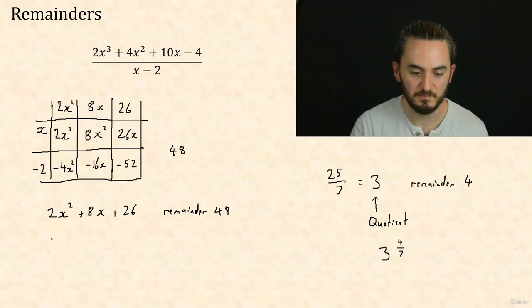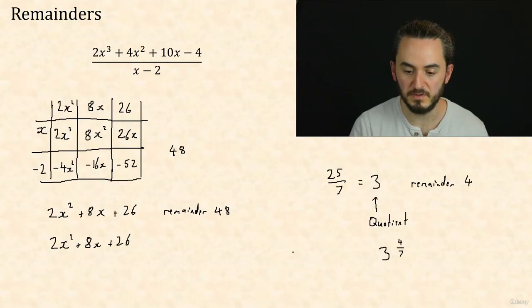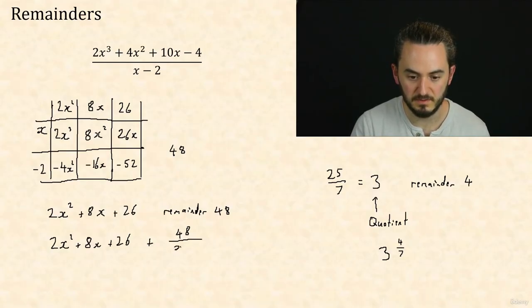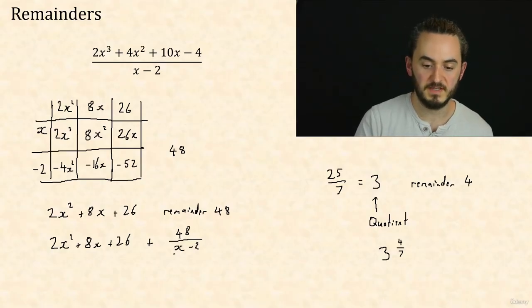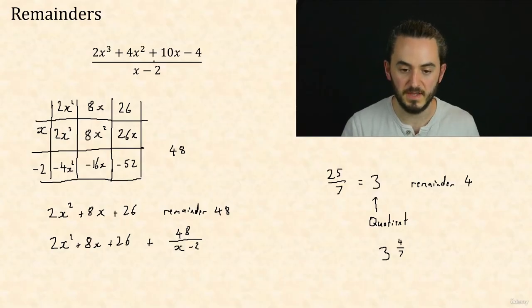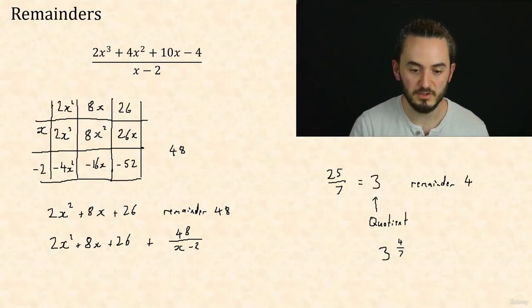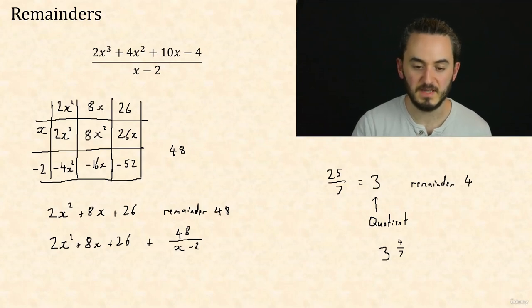We can do the same thing here, which is that it's 2x squared plus 8x plus 26, and then our remainder, just like our remainder 4 here sat over the thing we were dividing by, we have the same thing here. We have our remainder sitting over the thing we are dividing by. So this algebraic term is exactly the same as this one up here. The second bit of exciting news is that there is a giant shortcut to finding remainders. If you're not interested in the quotient, but only the remainder, then there is a spectacular shortcut, which is the following.